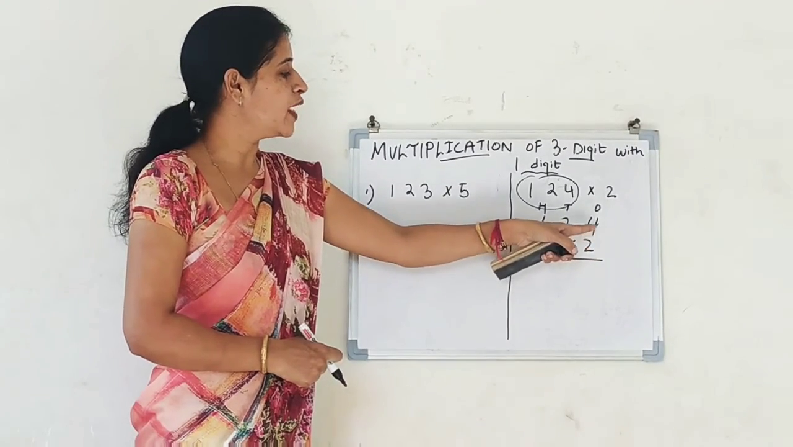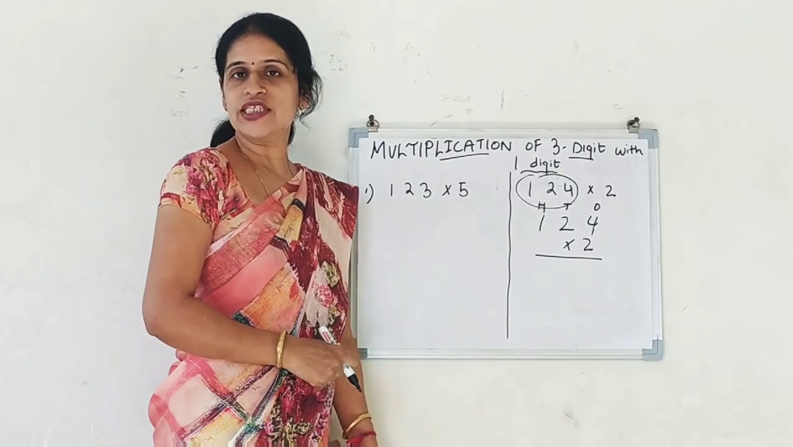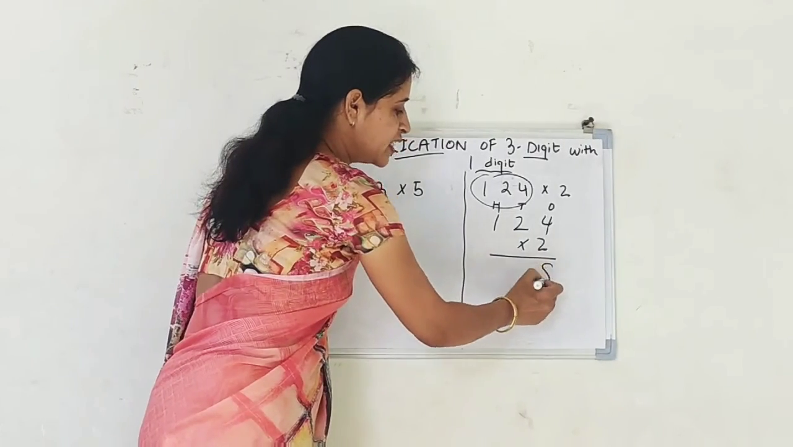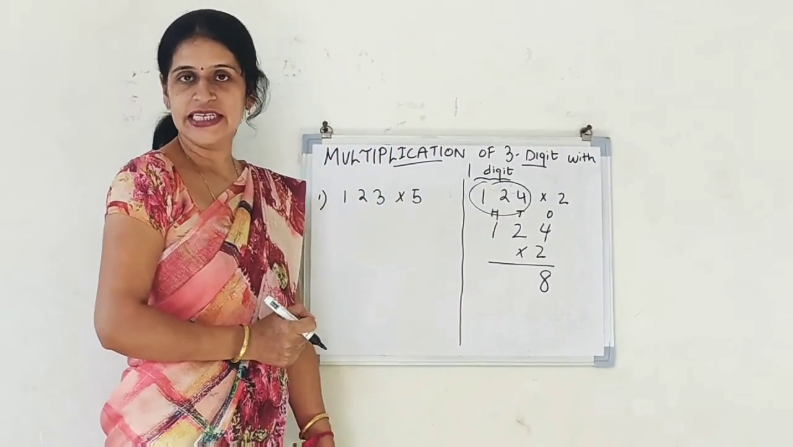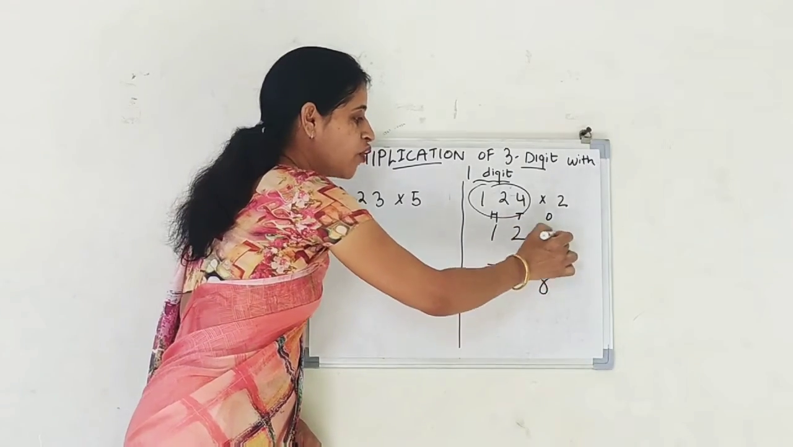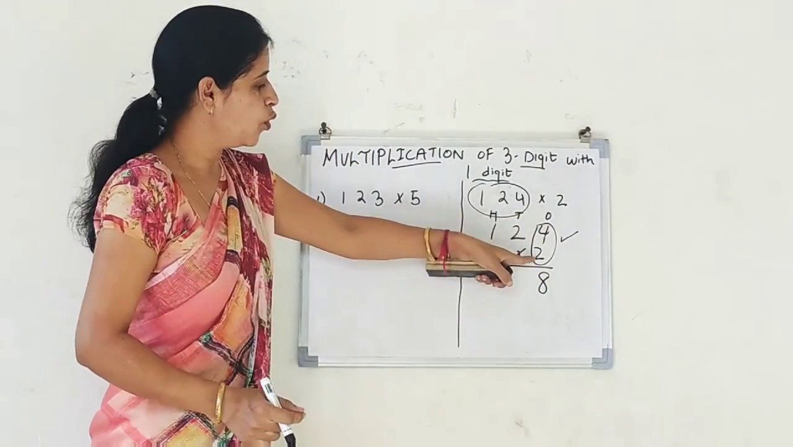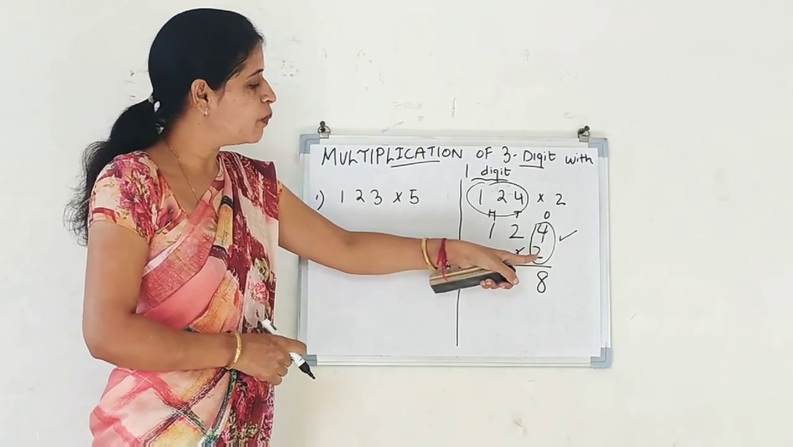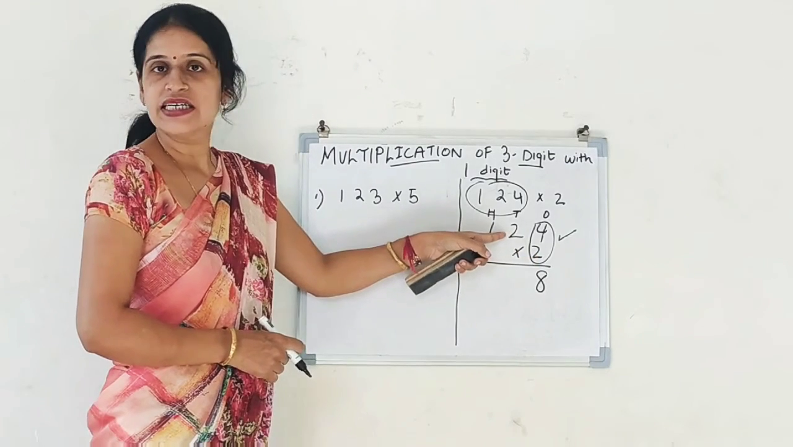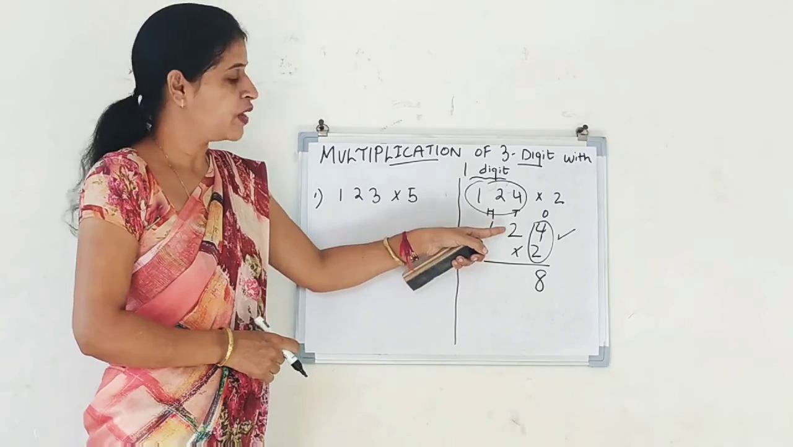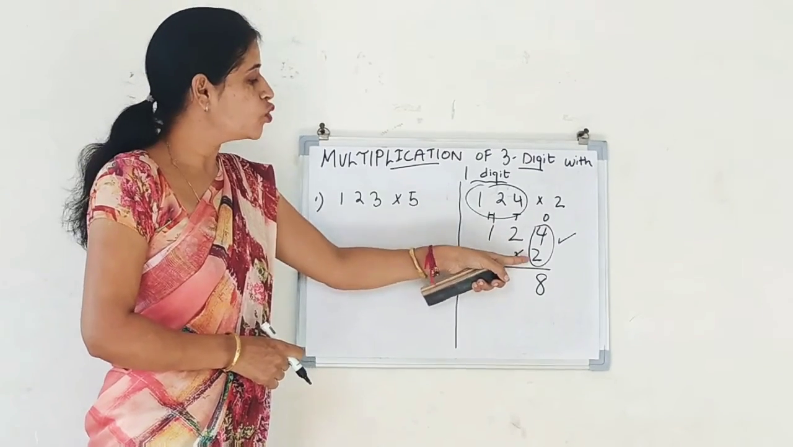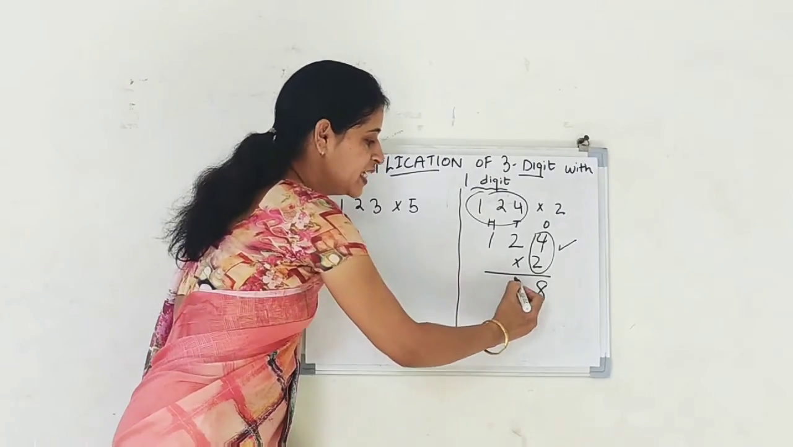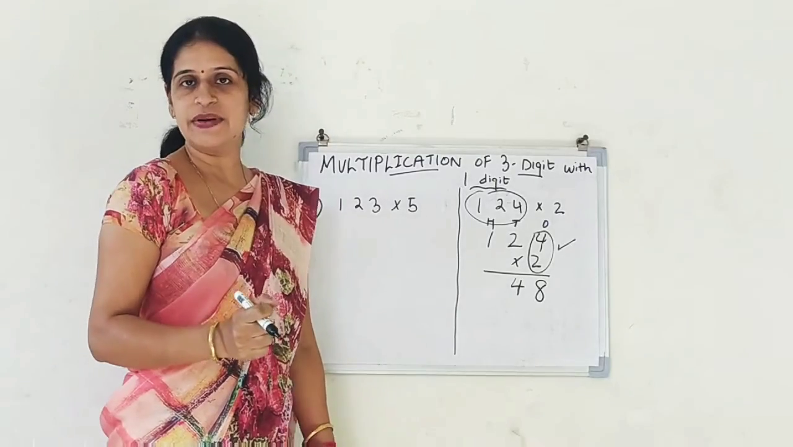So what is 2 into 4? We all know the table of 2. 2 4s are 8. So your ones column is already completed, because 2 into 4 is 8. You have written 8. Now we multiply this 2 with the tens column. What do we have in the tens column? We have a digit 2. So 2 into 2 is what? 2 2s are 4. Yes, this is what we have learned in the tables.